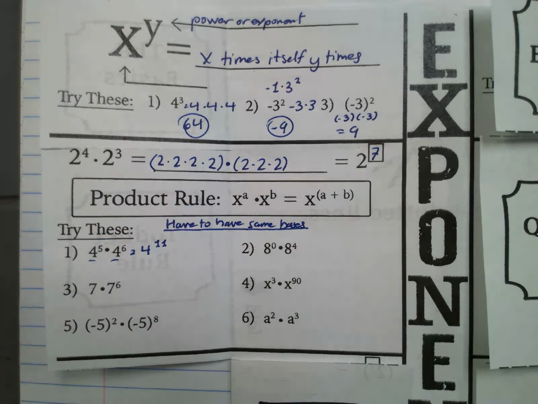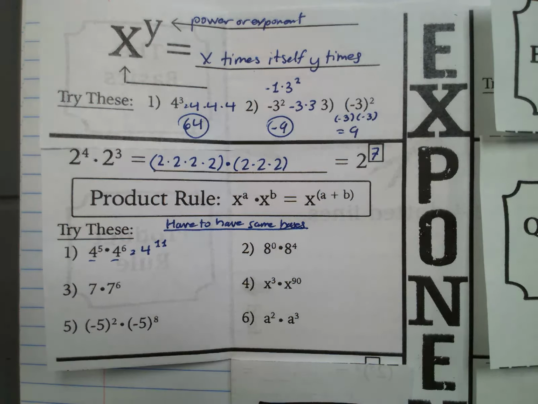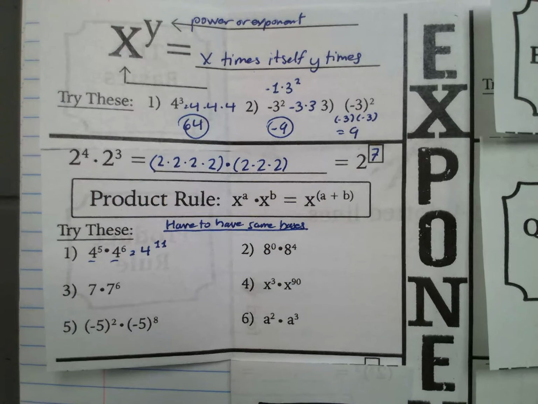So 5 to the 6th is 5 times 5 times 5 times 5 times 5 times 5, times 4 times 4, and then you multiply it all together. But you can't add the exponents because they don't have the same base. They have to have the same base in order for you to add the exponents.